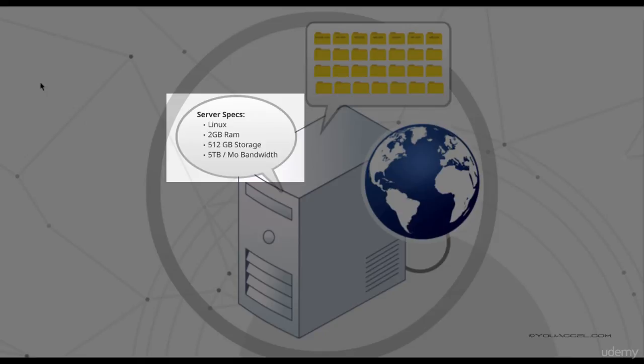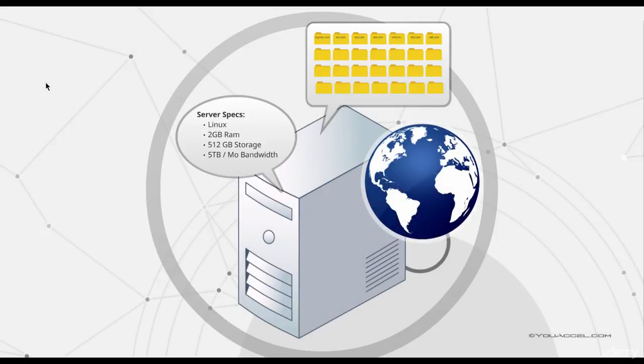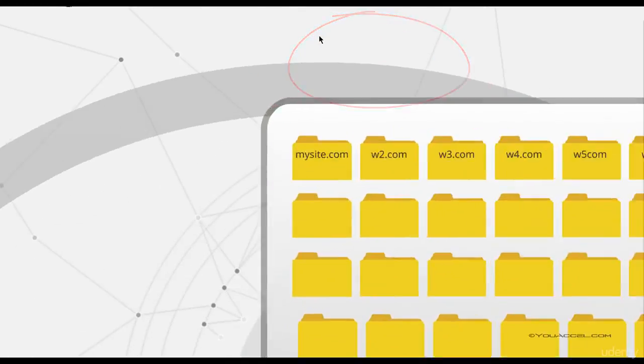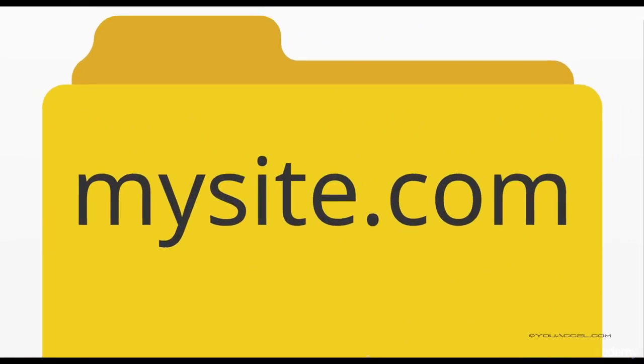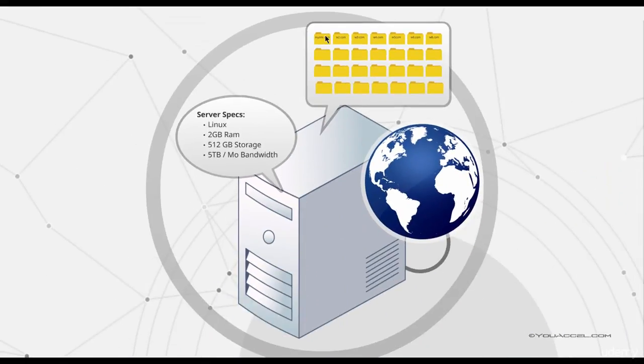monthly bandwidth allocation. With shared hosting, your website would share these system resources with hundreds or even thousands of other websites depending on the server capacity. Each folder in this diagram represents one website. The amount of resources allocated to your website depend on the type of hosting package you register for.